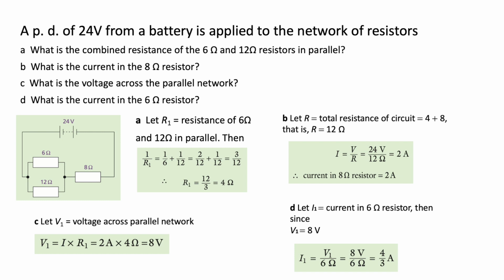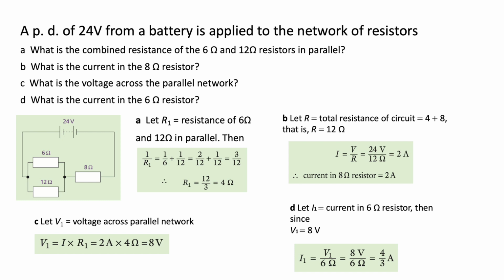Here you can see a combination of series and parallel connection. The potential difference of 24 volt from a battery is applied to the network of resistors. So here you can see an 8 ohm resistor, then a 6 ohm resistor and a 12 ohm resistor. The 6 ohm and 12 ohm resistors are in parallel and the 8 ohm resistor is in series with that parallel combination. So what is the combined resistance of the 6 ohm and 12 ohm resistors in parallel?